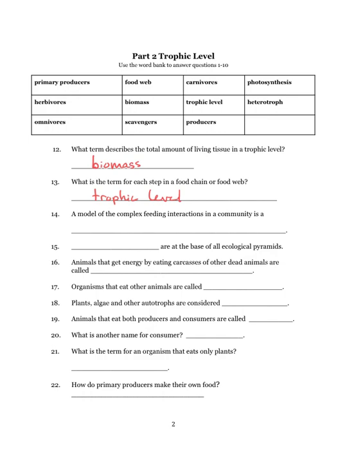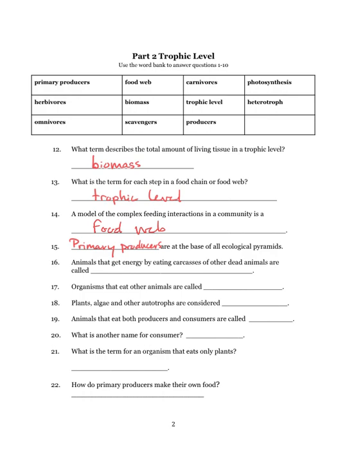Number 14 says a model of the complex feeding interactions in a community is, and the answer is food web. So food webs show the relationship between all of the different organisms and who eats what and how that energy is transferred from organism to organism. Number 15 says blank are at the base of all ecological pyramids, and those are the primary producers. Plants are the organisms that are able to capture energy from the sun and convert it to chemical energy, and so that's how that energy enters the trophic level chain or the food chain or the food web, and then it can be passed from plants to other organisms from there.